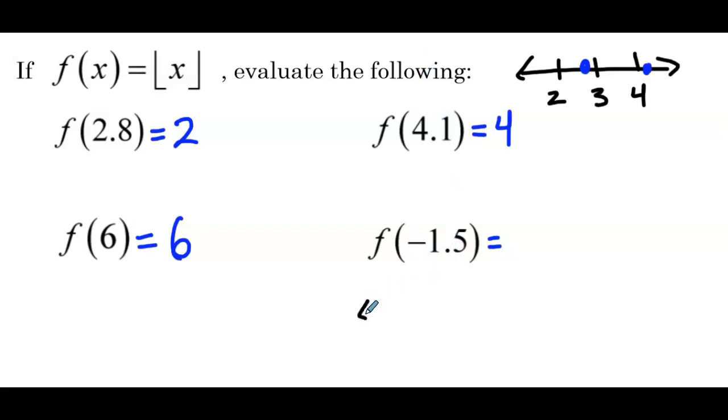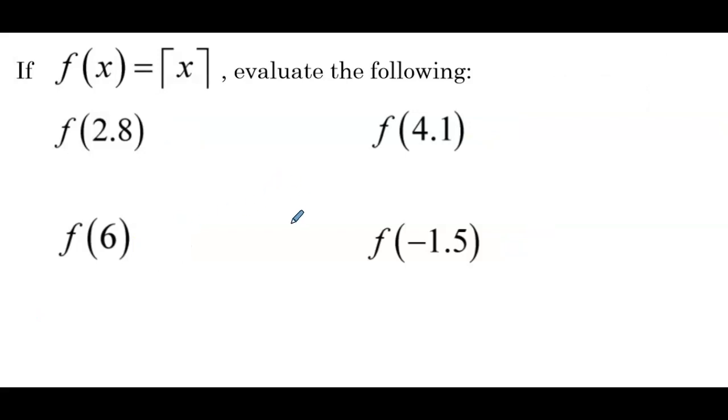So again, I'm going to draw a number line for this one. So we're going to have negative 2 and negative 1. We'll focus just on that spot. So negative 1.5 is right there in the middle. Okay, so remember, round down, we're always moving left on the number line. We're going this direction. So what integer is below negative 1.5? Negative 2. Okay, so f of negative 1.5 is negative 2.